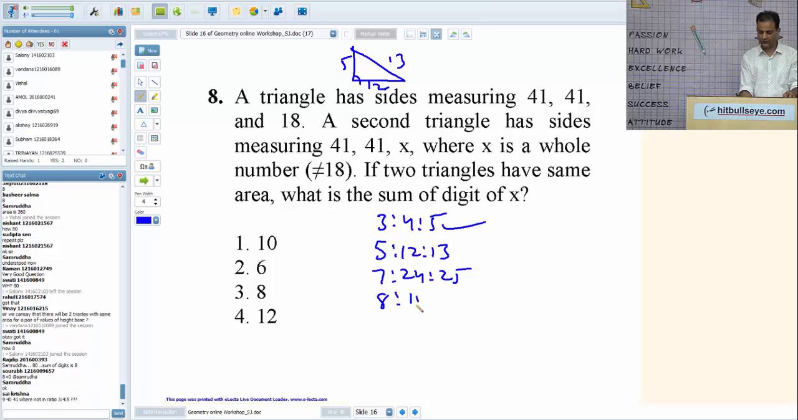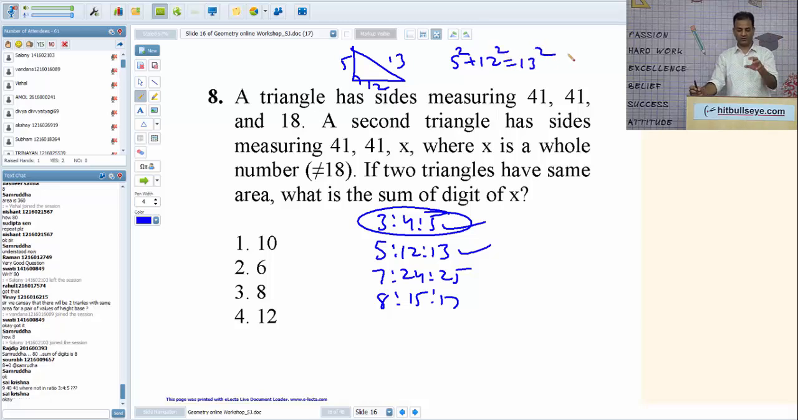8, 15, 17. 9, 40, 41. 3, 4, 5 is one triplet. All these are triplets. 5, 12, 13 is not in the ratio of 3, 4, 5, but it is also a right angle triangle. 5 square plus 12 square is equal to 13 square. You can see that 25 plus 144 is 169. So all these are very common triplets which you can find in right angle triangles.